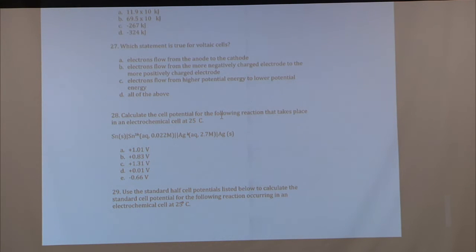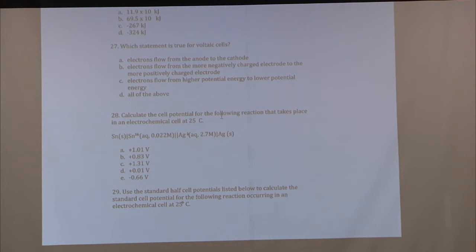Okay, number 27 says, which statement is true for voltaic cells? A, electrons flow from the anode to the cathode. B, electrons flow from the more negatively charged electrode to the more positively charged electrode. C, electrons flow from higher potential energy to lower potential energy. Or D, all of the above.